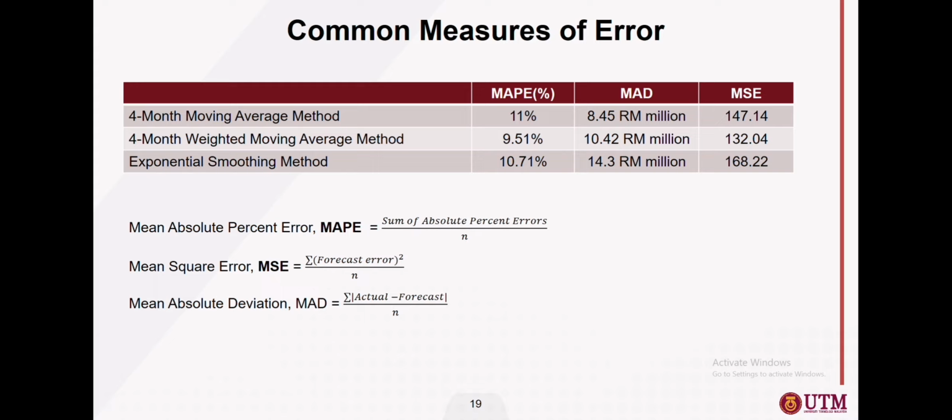For the mean square error, the moving average method was 8.45 million ringgit. For weighted moving average, the mean square error was 10.42 million ringgit. For the exponential smoothing method, it was 14.3 million ringgit. For the mean absolute deviation, the moving average method was 147.13, the weighted moving average was 132.04, and the exponential smoothing method was 168.22.